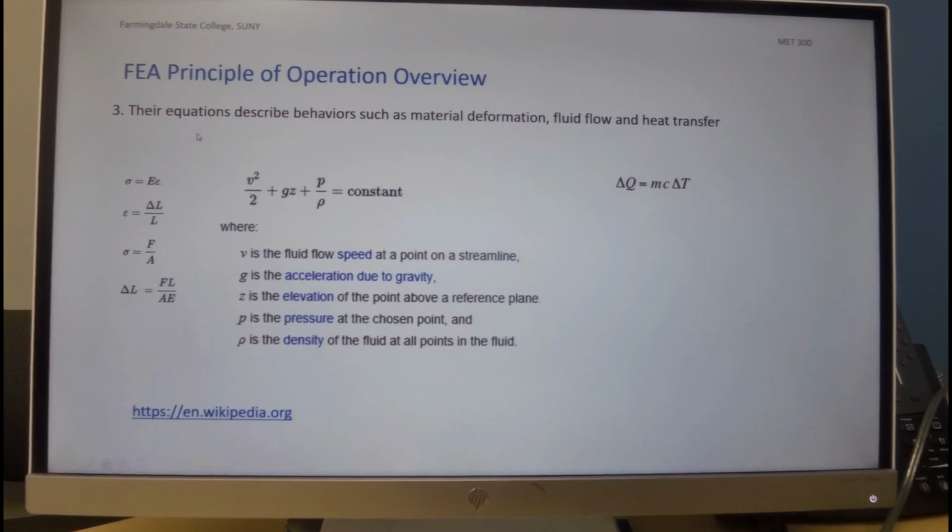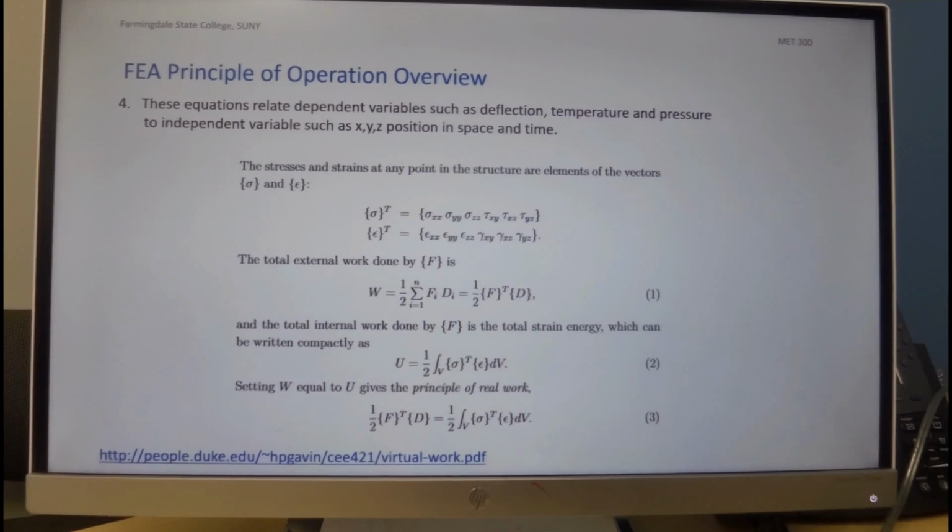We see that the equations are representing various engineering parameters, such as speed, elevation, pressure, density. These are typical commonly used equations. And the principle of finite element analysis is that the equations which relate the deflection, temperature, and pressure to independent variables like x and y are being expressed analytically in an integral or partial derivative form.